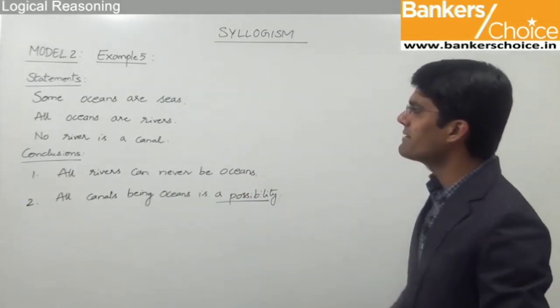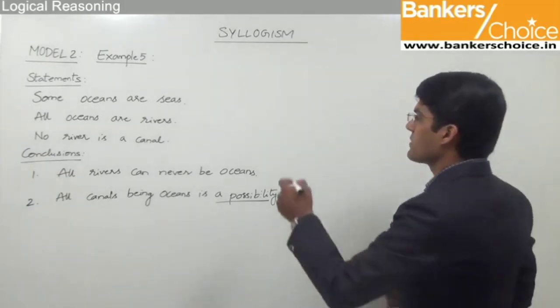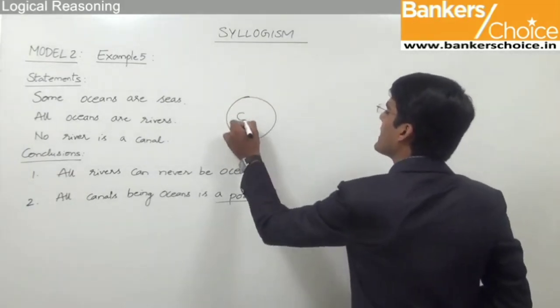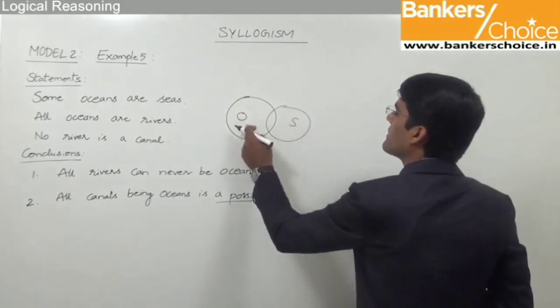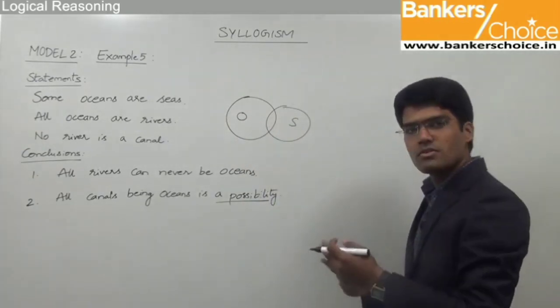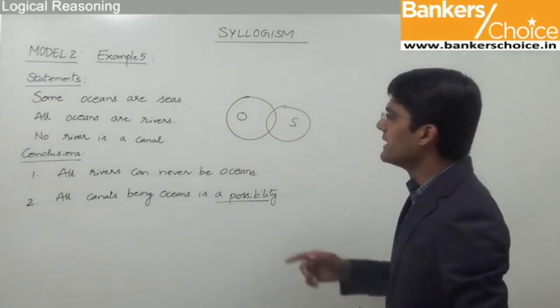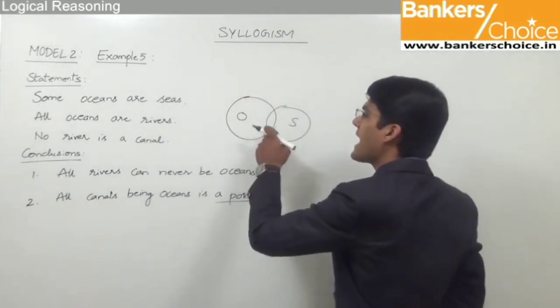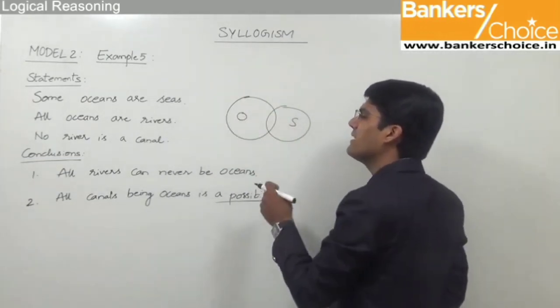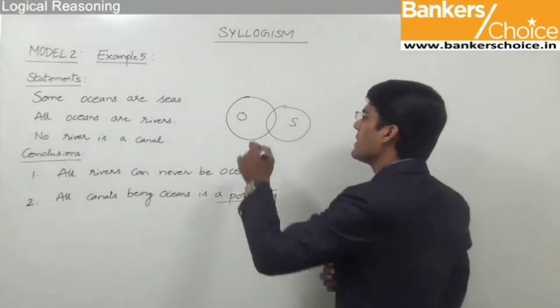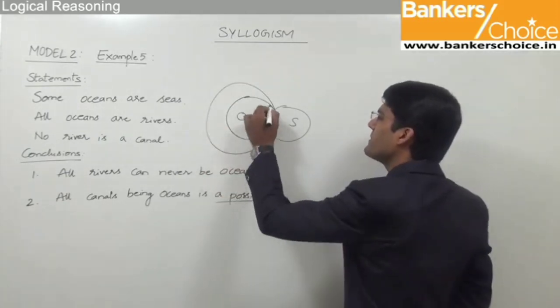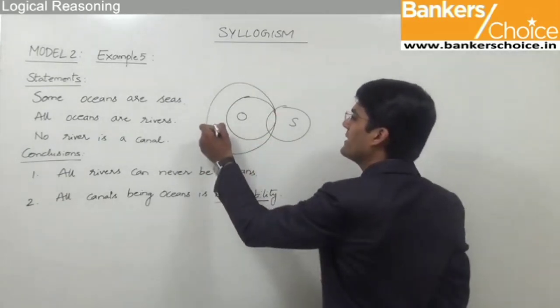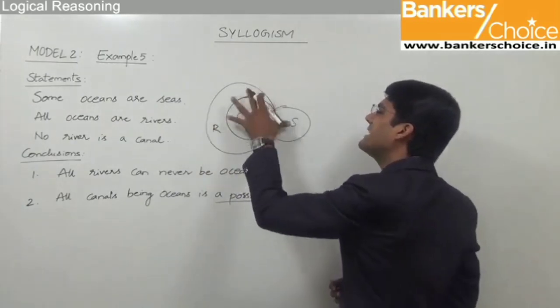The first statement is some oceans are seas. So some oceans are seas can be taken as shown. So here we find that oceans and seas overlap each other. So some of the oceans are seas. The second statement is all oceans are rivers. So all the oceans have to be rivers. Now the second statement here can be shown in different ways, but going by the basic diagram, the rivers can be taken in this manner. So we find that all the oceans are inside the rivers.